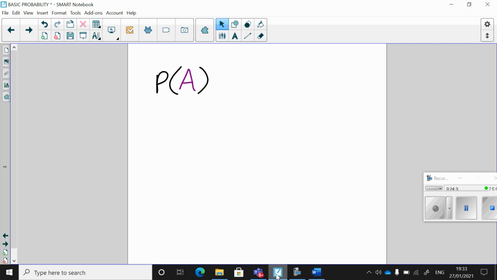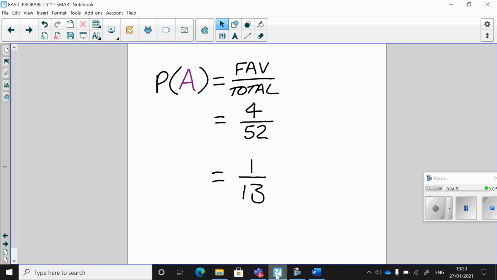Alright, so favourable over total. Are you going for 4 aces? Maybe? 52 total. Can 4 over 52 be reduced? As a fraction, 4 into the top gives you 1, 4 into the bottom, 52, gives you 13. That looks good. I don't think it can get reduced any further. So there's a 1 in 13 chance of selecting an ace when you choose one card at random.